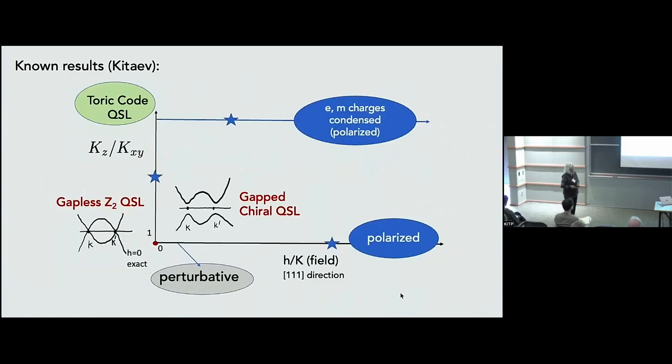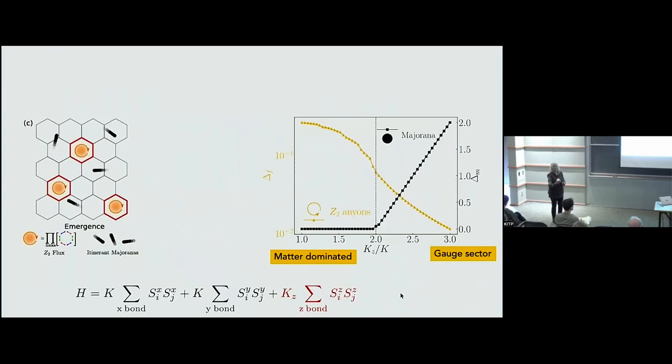On this axis, we are expecting to go from this gapless spin liquid to the toric code. And I want to focus a little bit now on the excitations, because I really want to see if there's a way to see some sharp signature of the spin liquid. Okay, so when the coupling KZ is on the order of KXY, the low energy sector is matter dominated, and the gauge sector is gapped out. But as we make KZ larger, the flux gap is coming down, and matter and gauge degrees of freedom start mixing, and then the Majoranas actually become gapped at large KZ, and we enter the gauge sector.